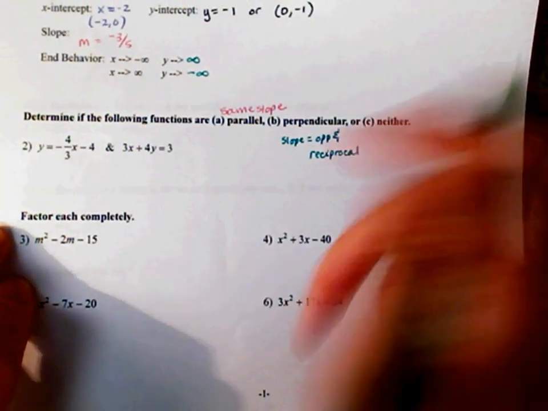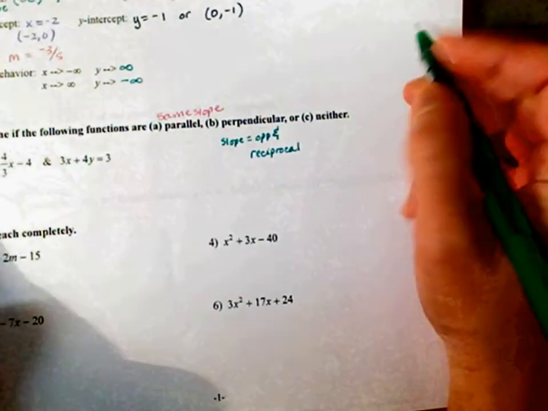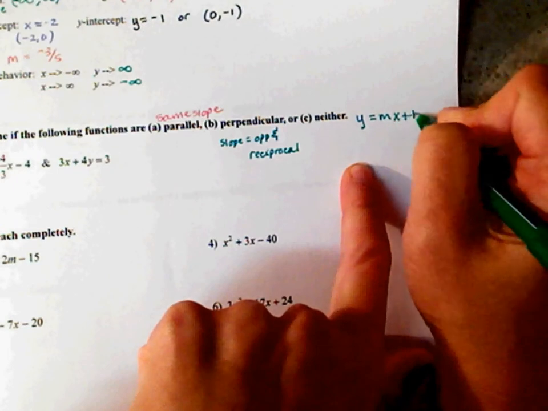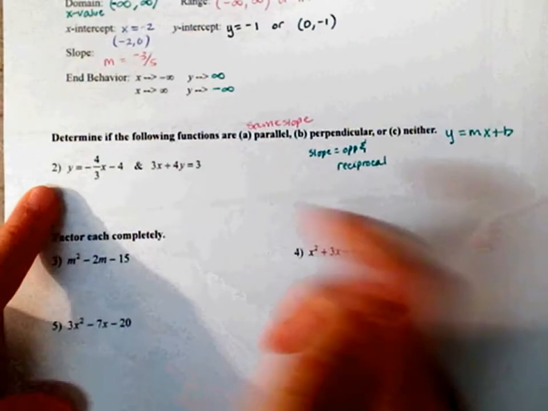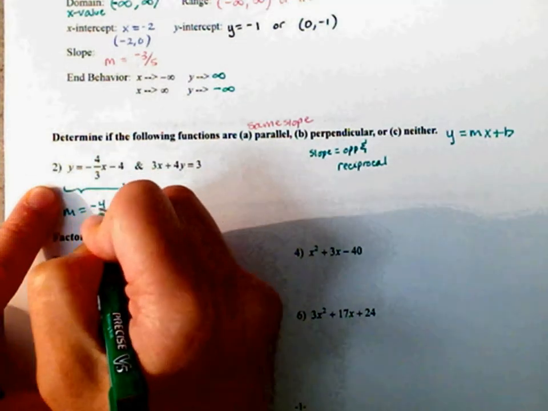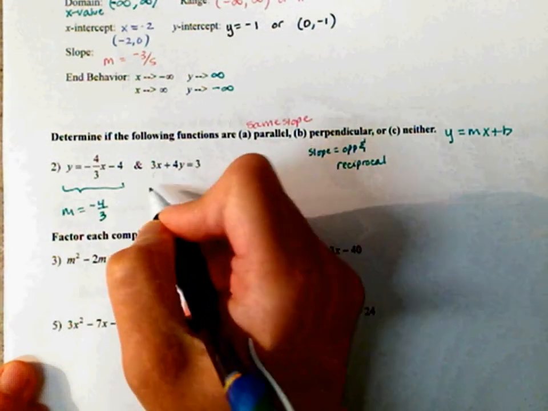So let's take a look at this one. Best way to look at it is to write it in slope-intercept form. Slope-intercept form is y equals mx plus b. Okay? Look at this first one. Your slope is negative 4 over 3. It's always in front of the x. Let's take a look at this one.